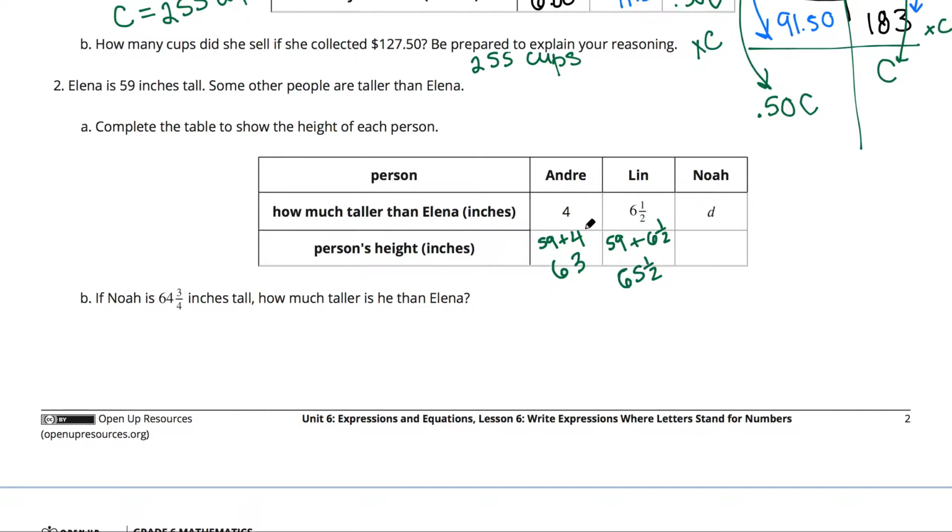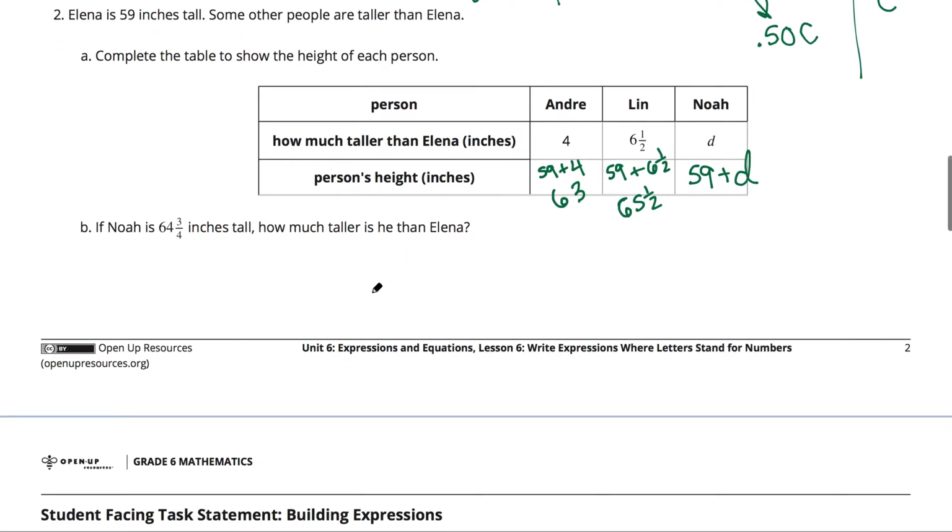Well, for this one, it took 59 and added the 4. 59 added the 6.5. I'm going to take 59 and add Noah's height, which is being represented by the variable of d. Here is our expression.